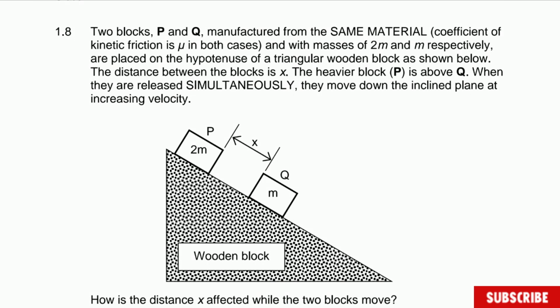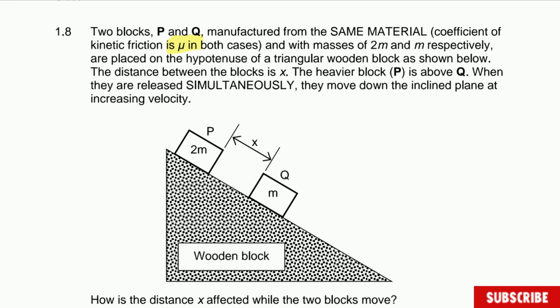Okay, now we're doing question 1.8. Two blocks P and Q are manufactured from the same material. That means that the frictional force is not going to be the same, but the coefficient of friction is going to be the same. They're telling you that. Okay, and with masses of 2m and m respectively, they are placed on the hypotenuse of a triangular wooden block as shown below. The distance between the blocks is x.